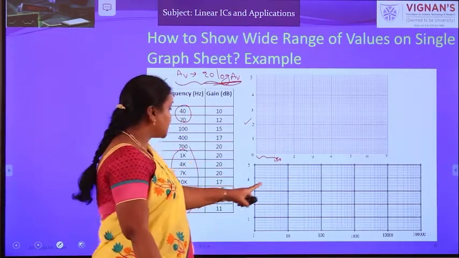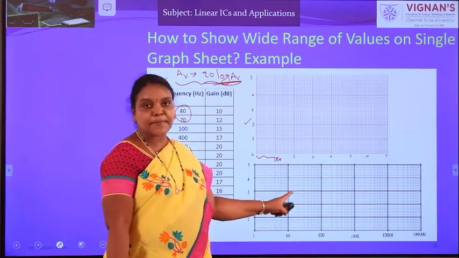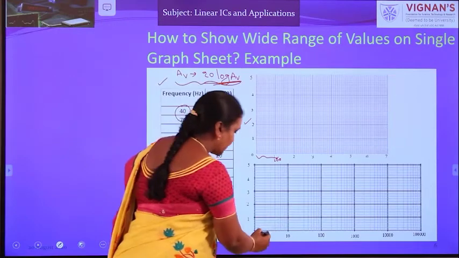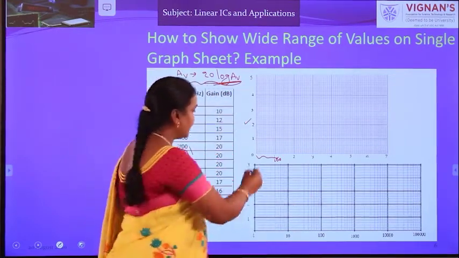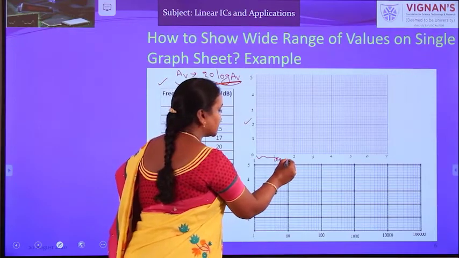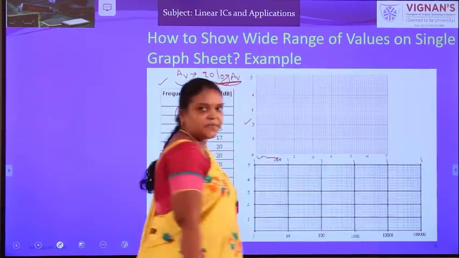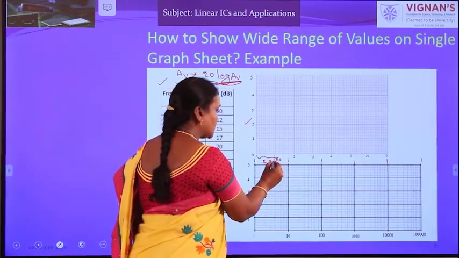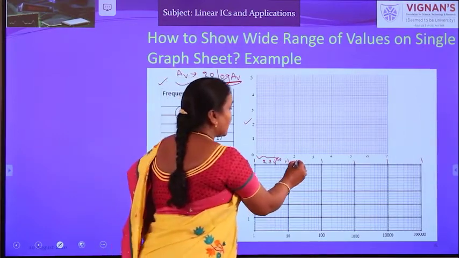Okay, now let us see how we can accommodate all these frequencies on this semi-log graph sheet. First we have to understand this semi-log graph sheet. Here this is 1, this is 1, this is 1, this is 1, this is 1, this is 1. It will be represented like this. And in between you will have 2, 3, 4 and so on up to 9. All values like this only.